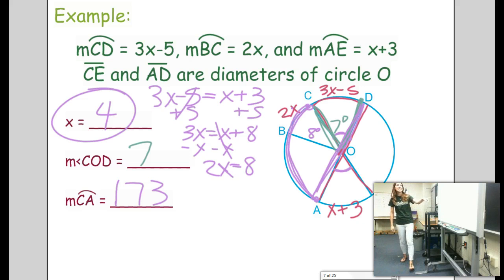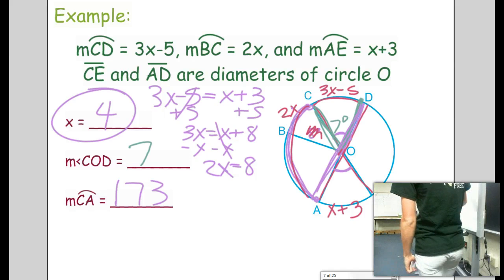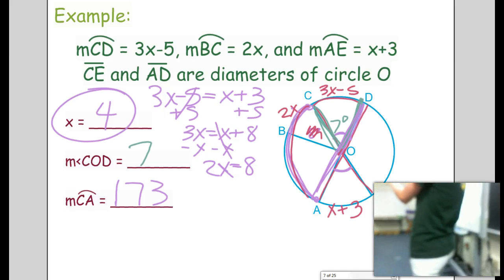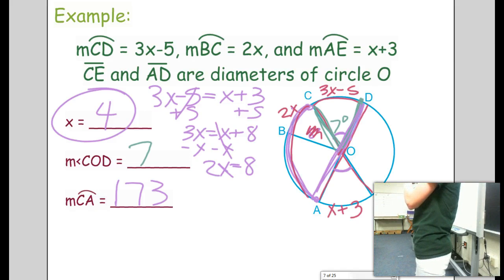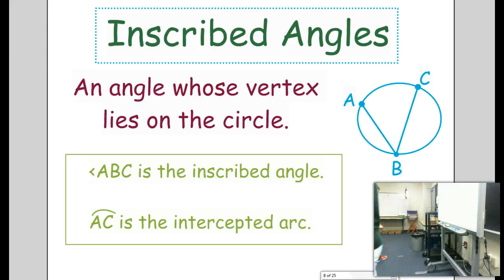173. The reason is because we needed this whole arc. So we actually didn't need to find 8. We just need to do 180 minus 7. Is everyone okay with 180 minus 7? The picture got a little ugly. Okay. We're going to move on to inscribed angles. Write this down.